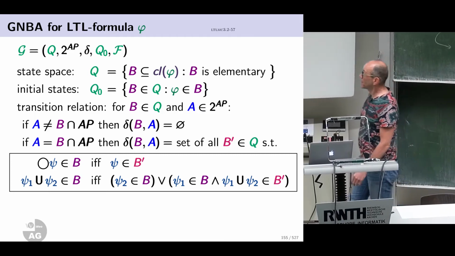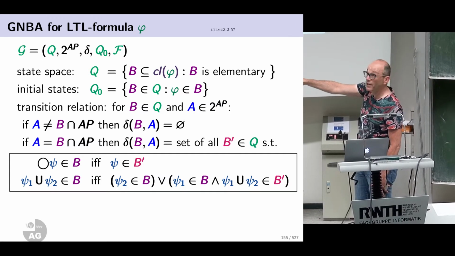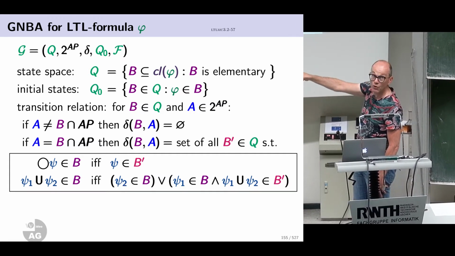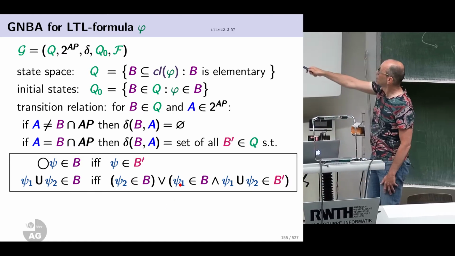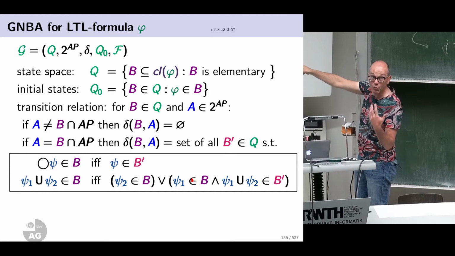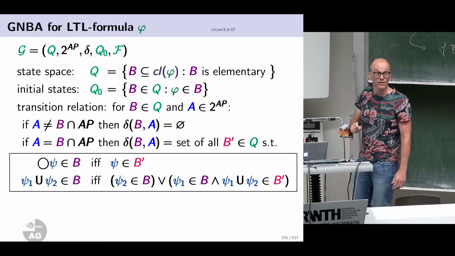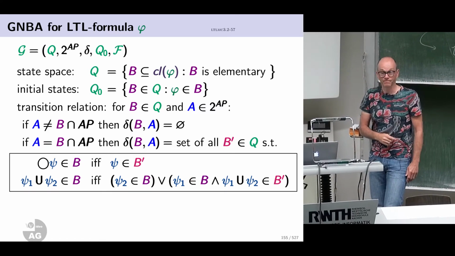So the next line says, if you have an until formula in your current state, then either psi2 is already true in the current state, and then there is no obligation on B prime, or psi1 is in the current state, but then there is an obligation on the successor, because that means the until formula is not already true in B, and there is only one possibility to establish its truth, namely that the successor state contains the until formula.